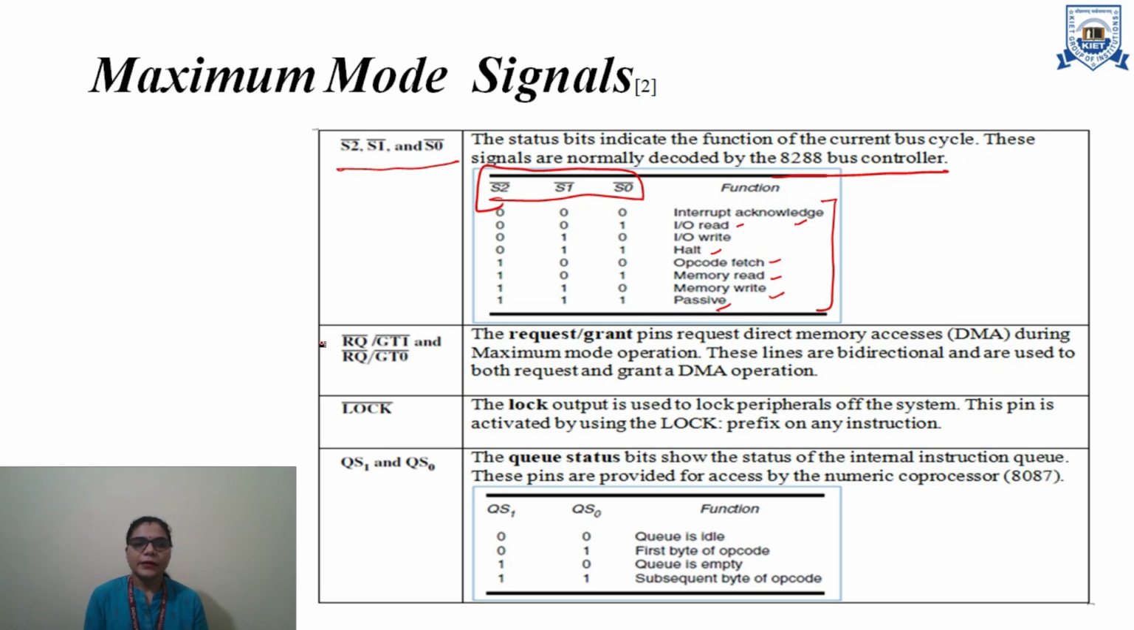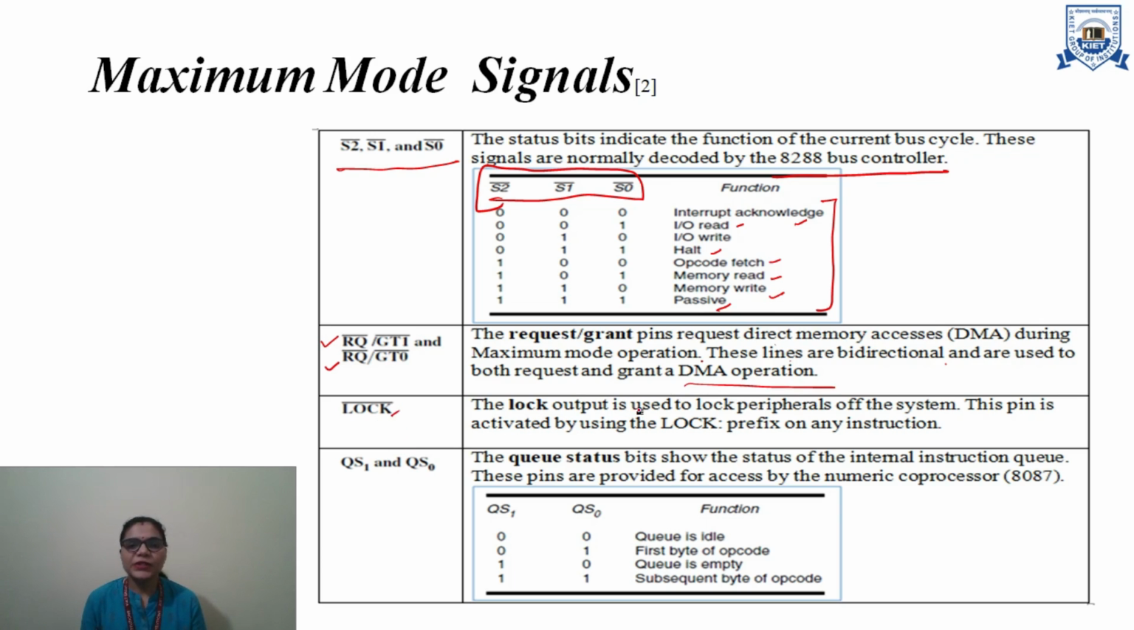Next, the request and grant bar pins, request grant 0 pin and 1 pin. The bus request grant pins request direct memory access during maximum mode operation. These lines are bidirectional and are used to both request and grant DMA requests.